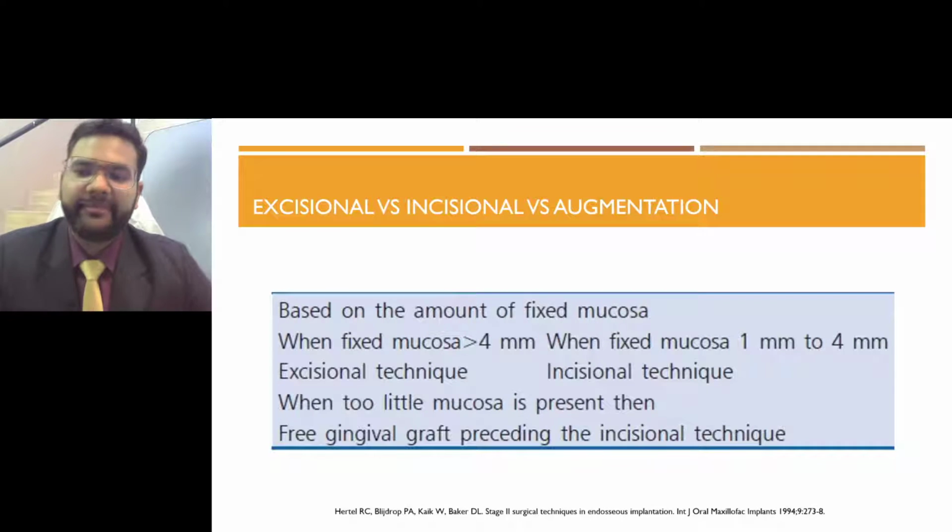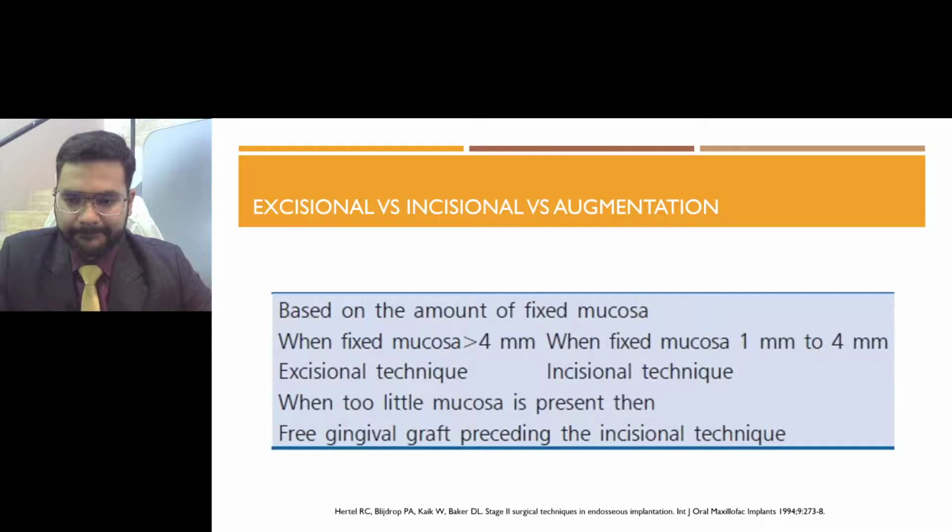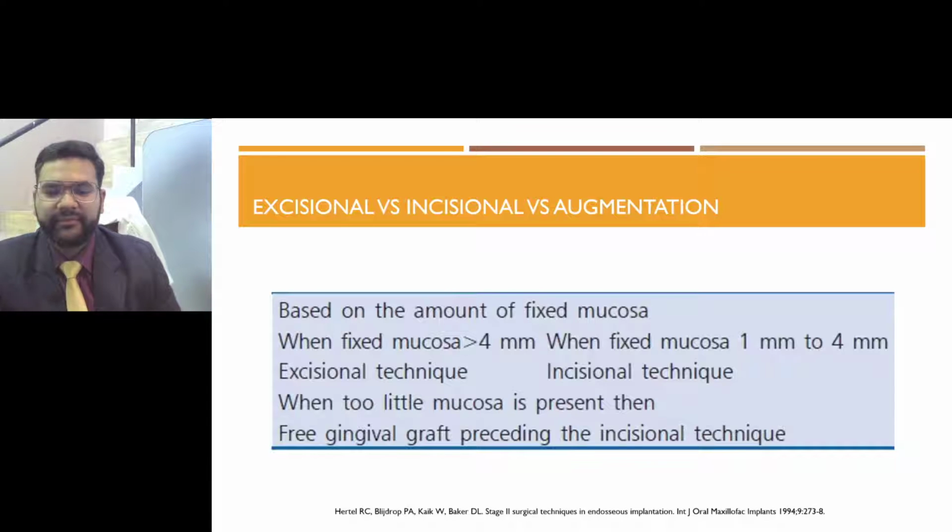Now, based on the amount of fixed mucosa, we can decide which technique we want to do. When the fixed mucosa is more than 4 mm, then I would prefer to do an excisional technique, or when the fixed mucosa is between 1 mm and 4 mm, then I would prefer to do an incisional technique. And when too little mucosa is present before the implant surgery, I would rather do a Fresnel graft or some augmentation technique, maybe a connective tissue graft, preceding the incisional technique as well.